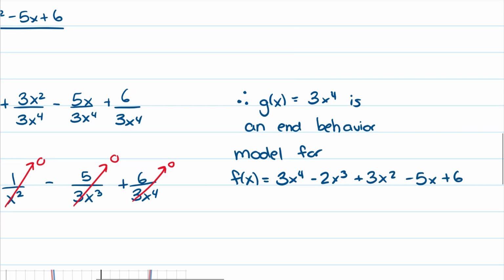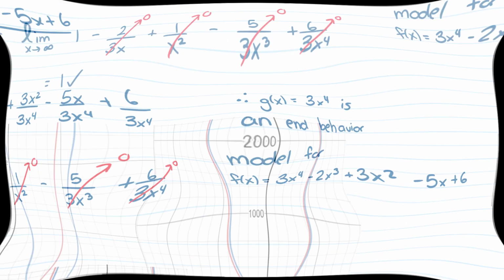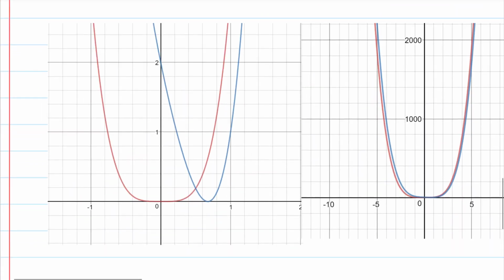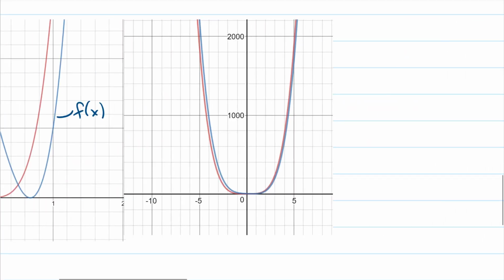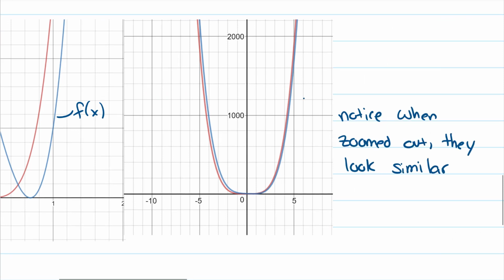And if we go ahead and look at the graphs, we can further analyze what's going on here. If I look at the graphs when they're zoomed in, where this is g of x and this is f of x, they look very different. However, when they're zoomed out together, they look exactly the same. And you can see how they both have the trend of going up towards infinity.